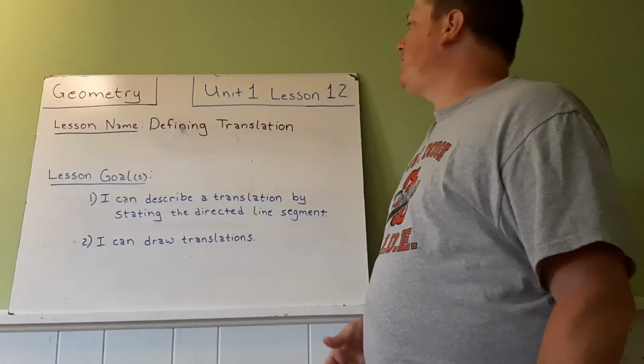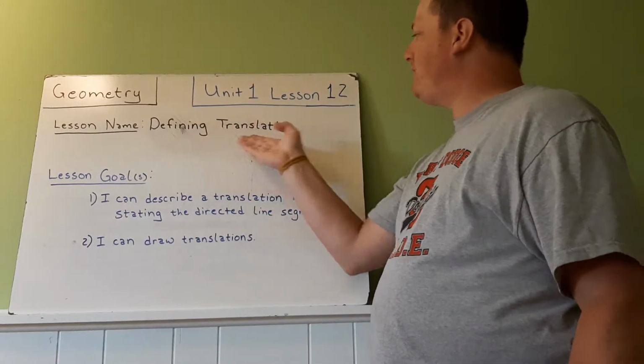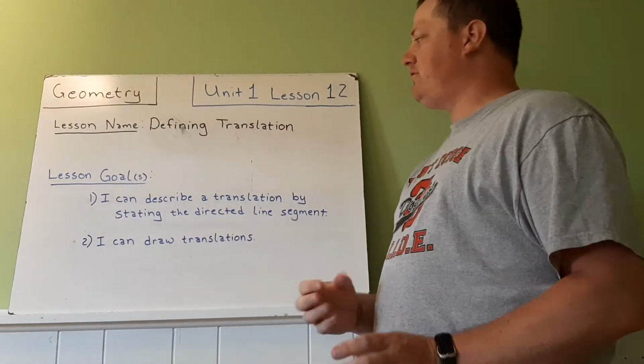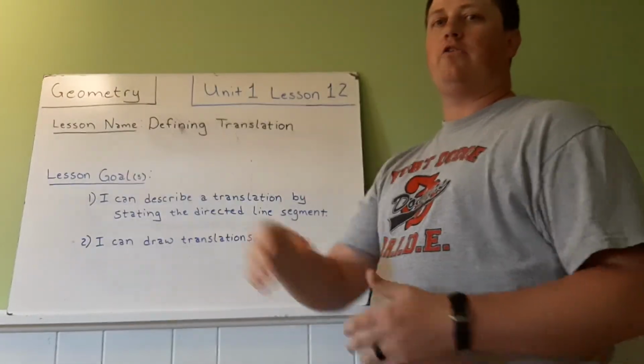All right, geometry students, we're going to look at Unit 1, Lesson 12, which is about defining translation. Translation is just the basics of moving a point from one spot to another in a direction.